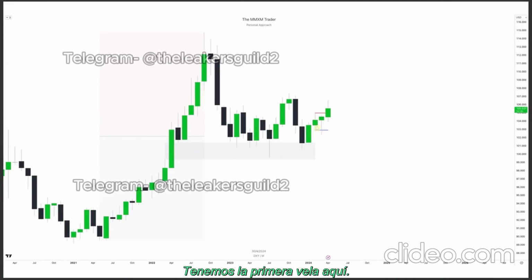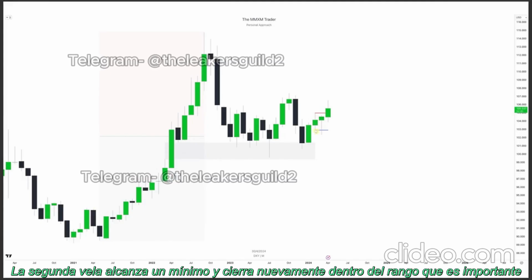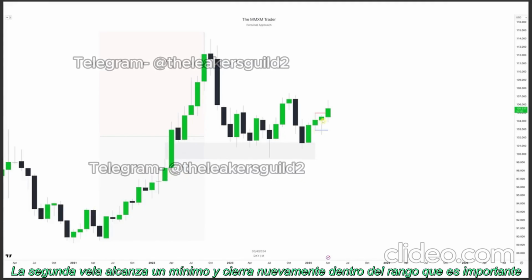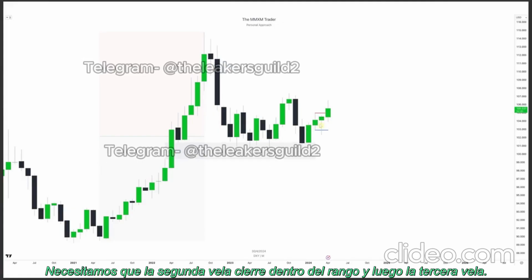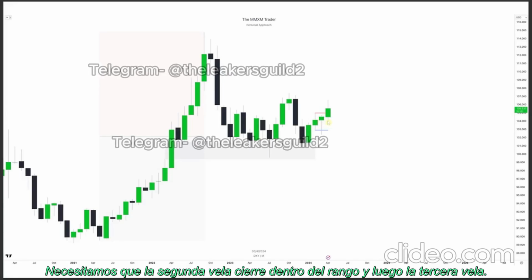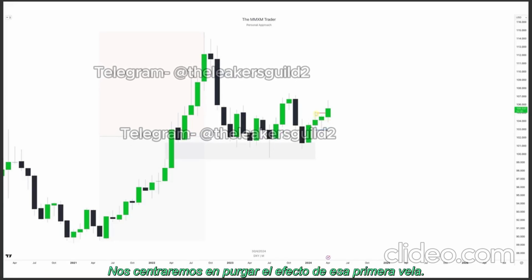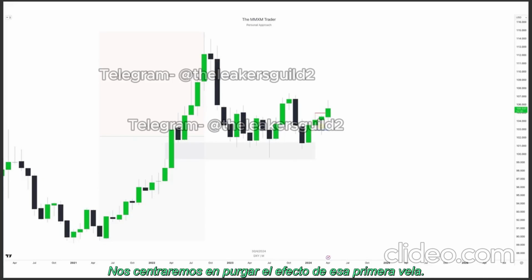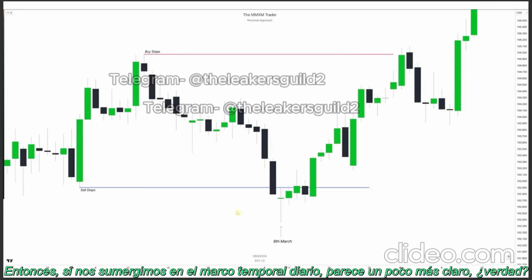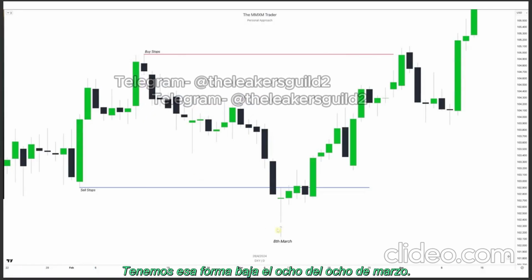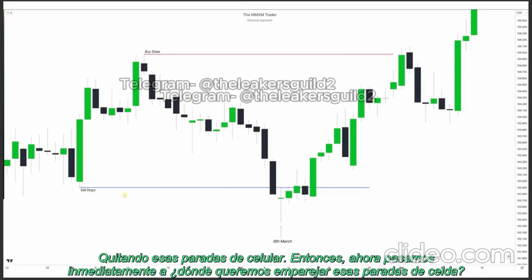We've got the first candle over here. Second candle takes out the low and closes inside of the range. That is important. Again, we need the second candle to close inside of the range. Then the third candle, we're going to be focusing on purging the high of that first candle. So if we dive into the daily time frame, it looks a little bit more clear. We've got that low formed on 8th of March, taking out those sell stops.